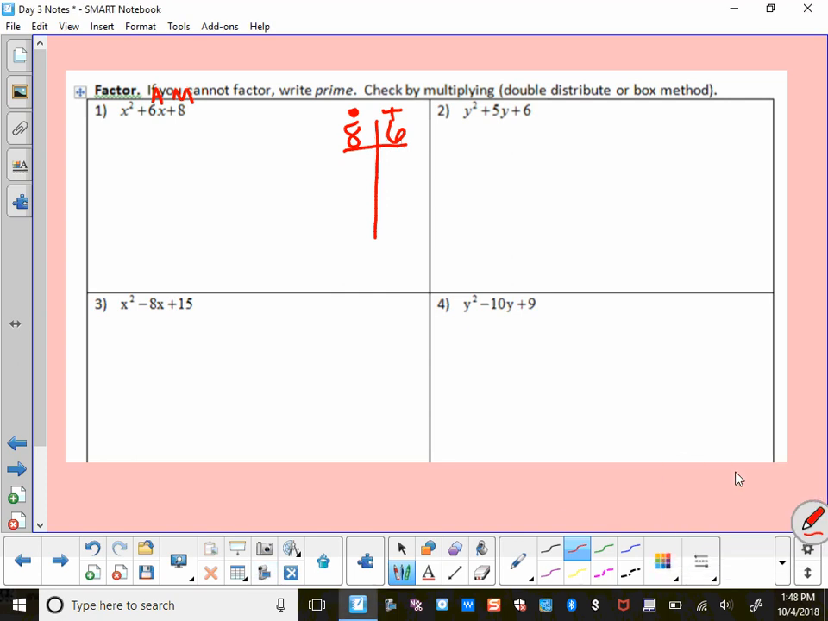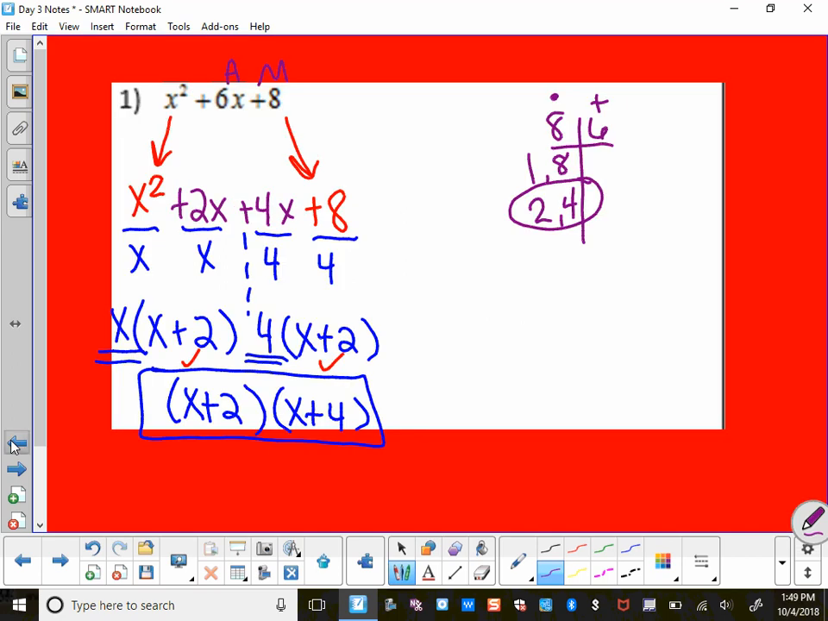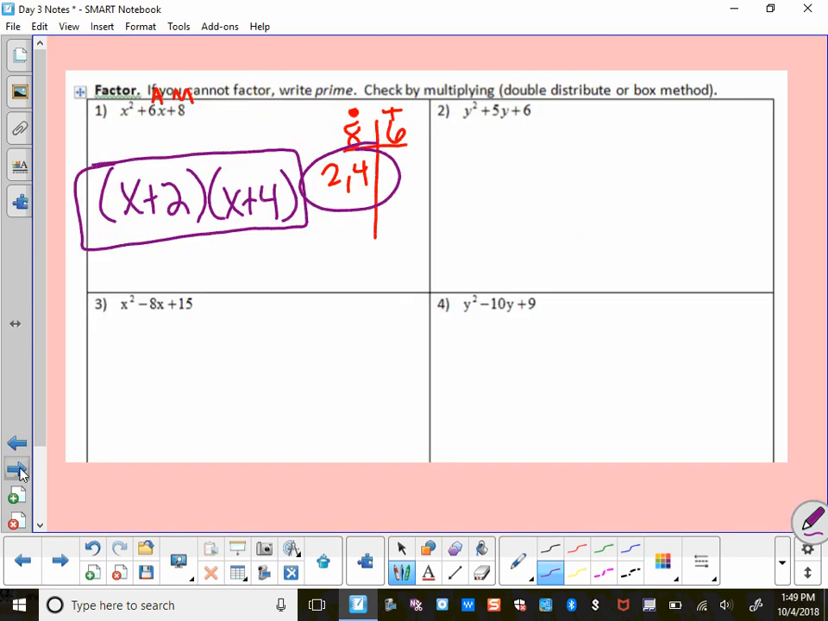Alright, so we said it was 2 and 4, right? Once we have our factors, we have our answer. We plug this right in. X equals positive 2, x equals positive 4. Do we see how that is the same answer as this? Just minus all the work, yes. I know, I'm evil. Okay?